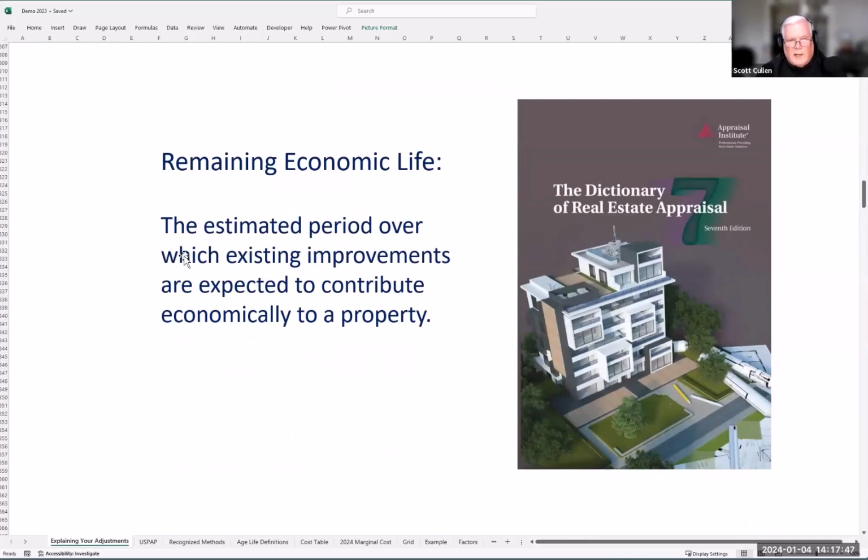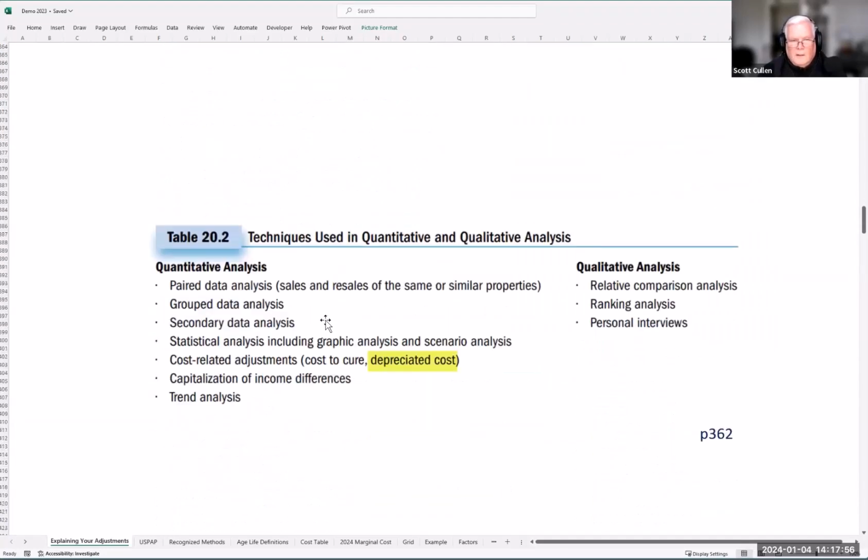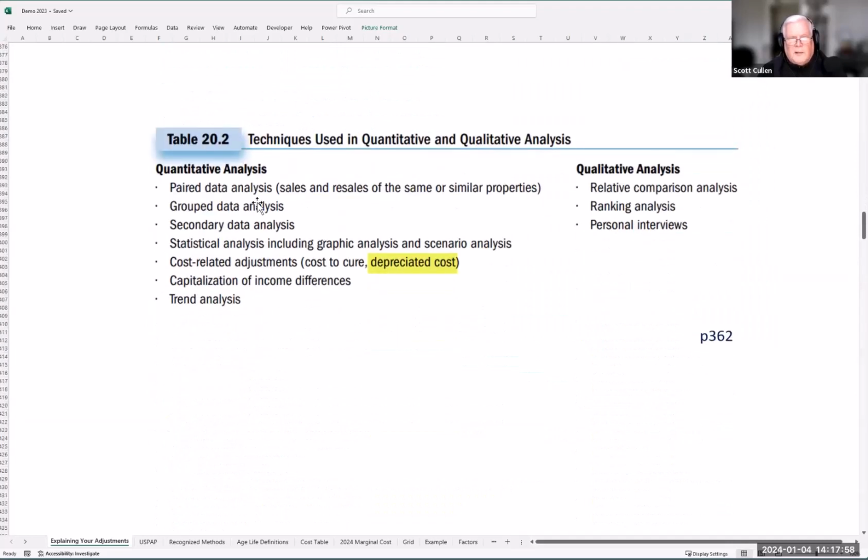And then remaining economic life, it's how much longer the building will contribute economically to the property, which is different than physically, obviously. And here's our recognized methods. Depreciated cost is where I like to start because it does segregate each component in the grid from anything else. We don't have to worry about collinearity when we're doing depreciated cost adjustments. They're just very discrete. They're separated because they have a cost assigned to them.